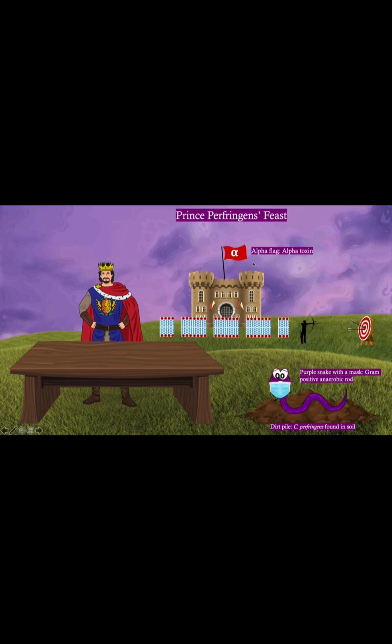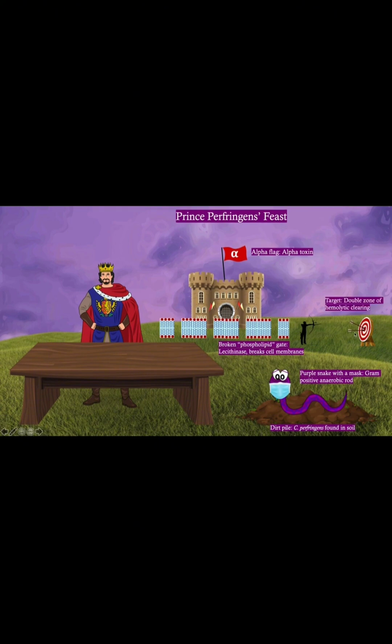Next, if you focus on the background, the Prince's Castle has an alpha sign on it. So it's showing that this gram-positive bacteria is alpha hemolytic. And this alpha hemolysis is shown as the archer who is doing archery and forming the double ring of the hemolysis. So this hemolytic bacteria forms a double ring of hemolysis of the RBCs.